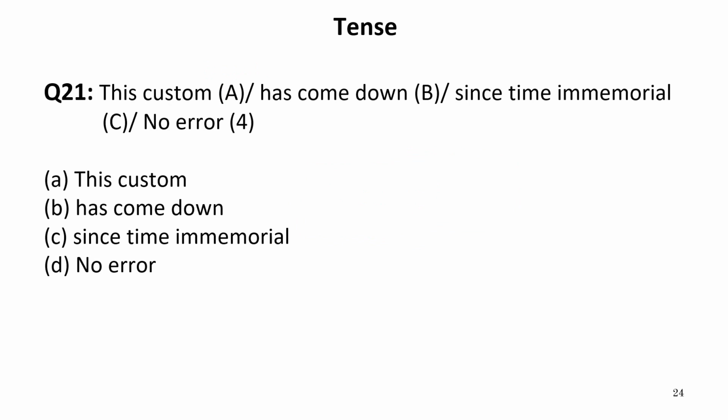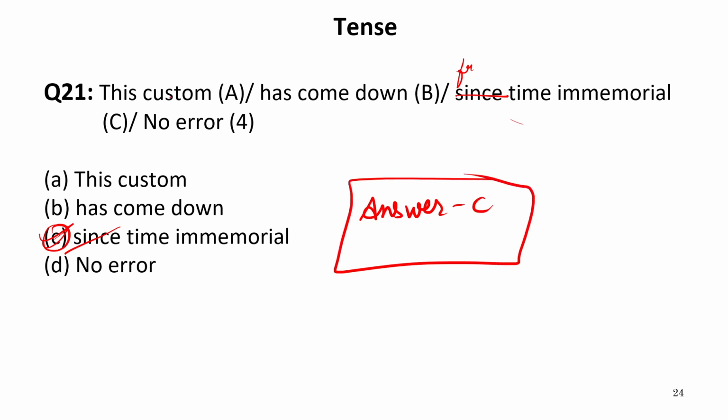This custom has come down since time immemorial. Again, come down since time immemorial. This phrase, time immemorial, is always preceded by the preposition from, not since. Therefore, the since should be replaced with from. So our answer is C. And the correct sentence will be this custom has come down from time immemorial. Now let us move to the next one.